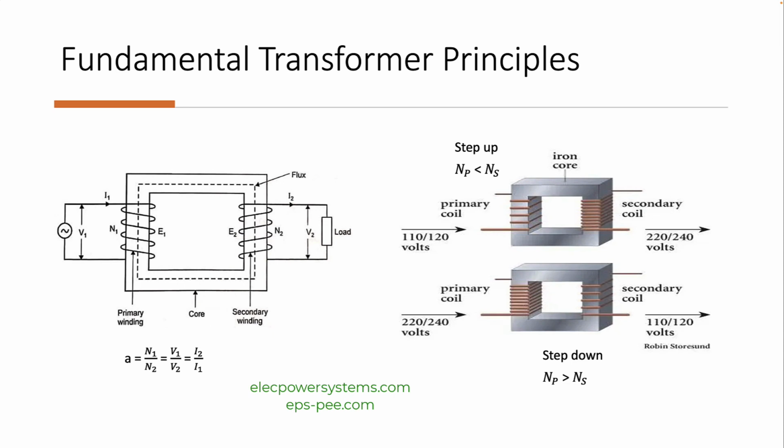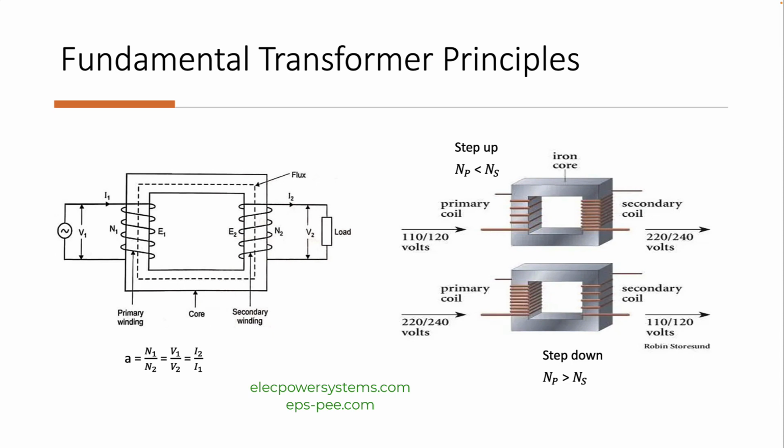The magnitude of the induced voltage depends on the turns ratio between the primary and secondary windings. The turns ratio is determined by the number of turns in the primary winding, N_P, and the number of turns in the secondary winding, N_S. If N_P is greater than N_S, the transformer is called a step-down transformer, as it reduces the input voltage to a lower output voltage.